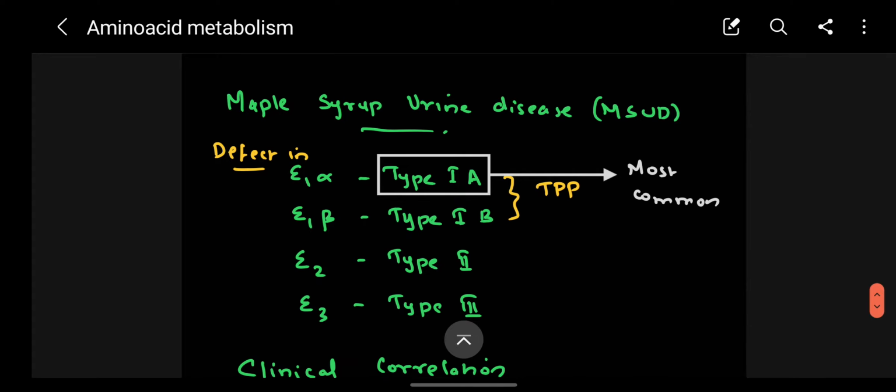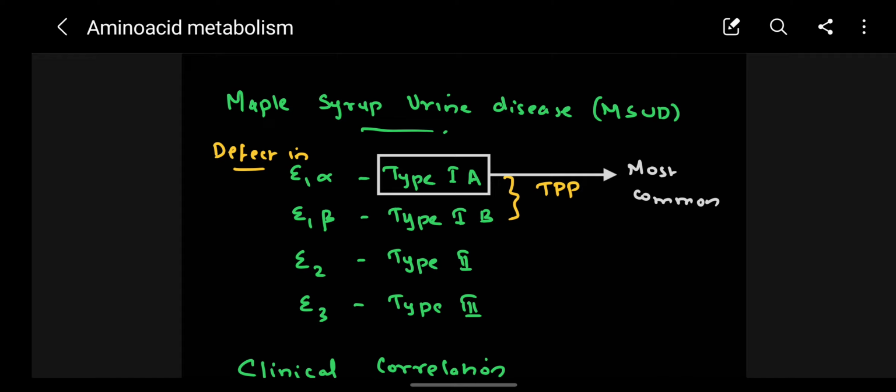Now coming on to the disease associated with it, maple syrup urine disease. If there is a defect in any of these enzymes, it leads to maple syrup urine disease. There are three types: type 1, type 2 and type 3. Type 1 itself has two types, type 1A and type 1B. If the alpha gene is involved, it is type 1A; if the beta gene is involved, type 1B. If the E2 gene is involved, type 2, and if the E3 gene is involved, type 3. The most common is type 1A.